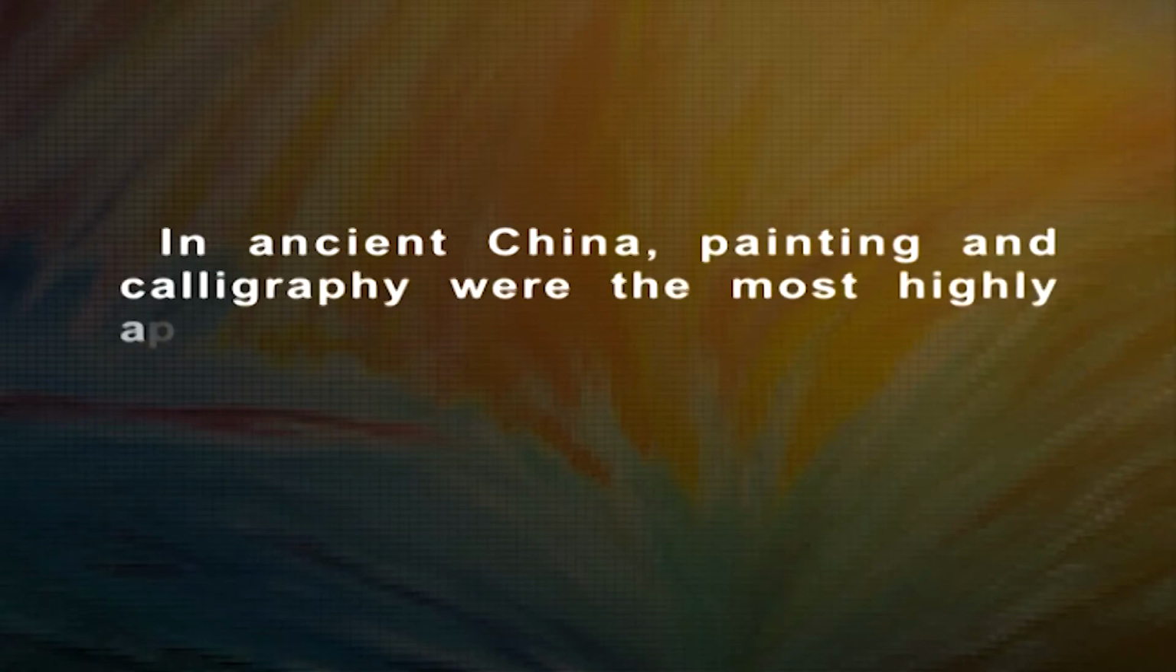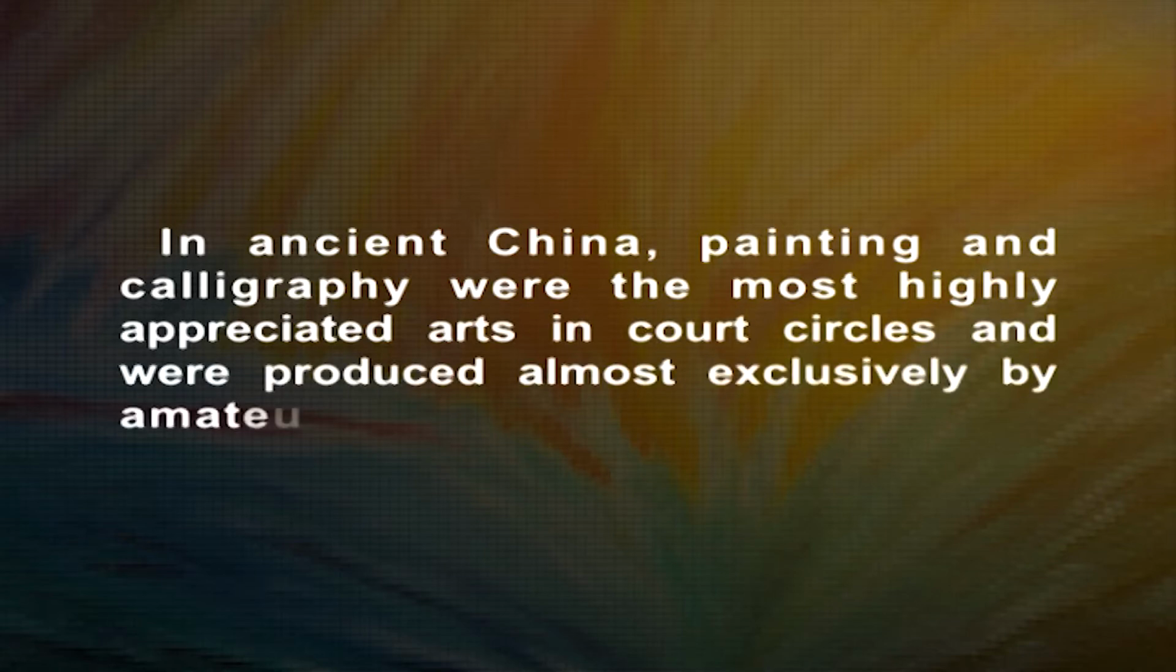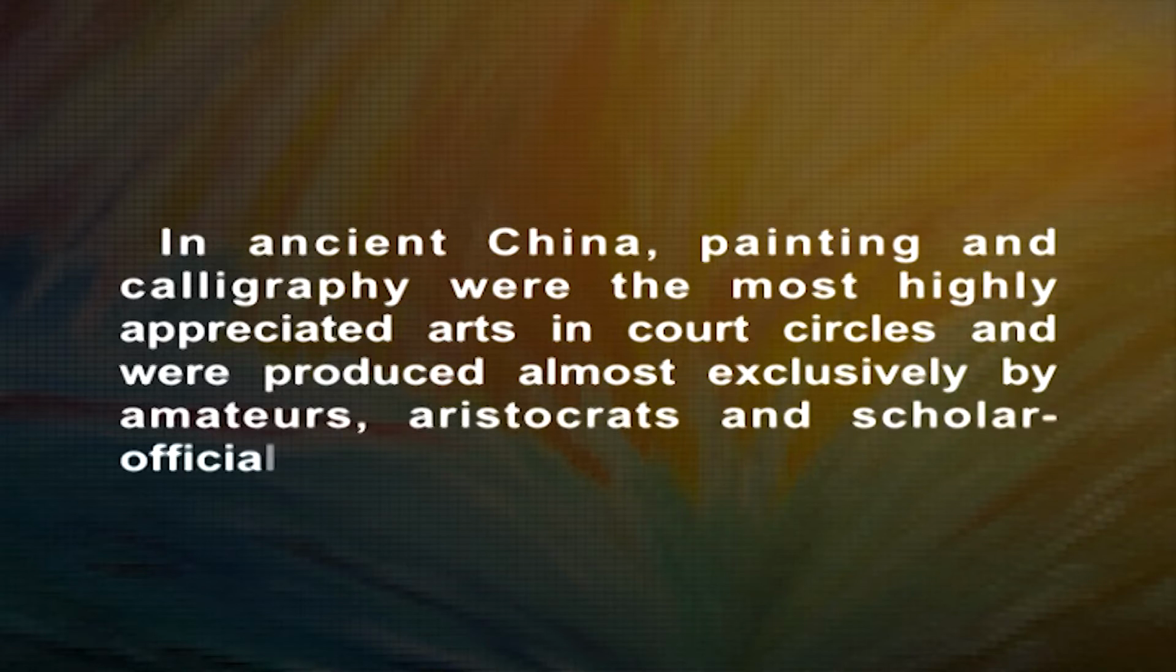In ancient China, painting and calligraphy were the most highly appreciated arts in court circles and were produced almost exclusively by amateurs, aristocrats and scholar officials. Calligraphy was thought to be the highest and purest form of painting. Writing as well as painting was done on silk, but after the invention of paper in the 1st century, silk was gradually replaced by it. Original writings by famous calligraphers have been greatly valued throughout Chinese history and are mounted on scrolls and hung on walls in the same way that paintings are.